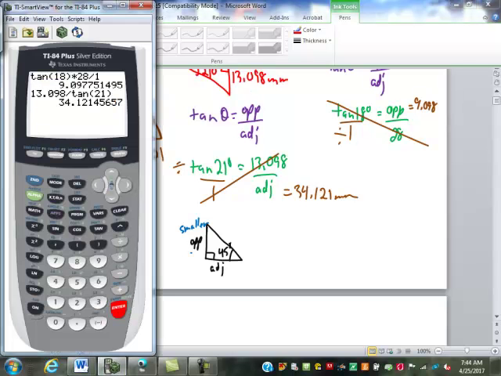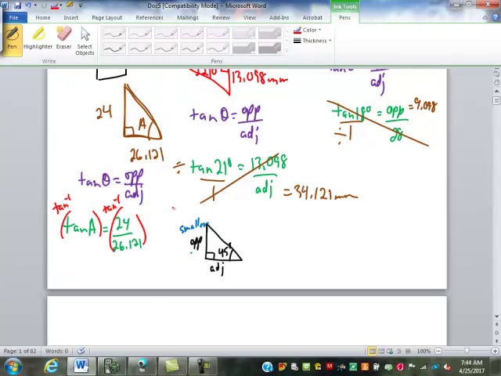So second tangent of 24 divided by 26.121, 42.58 degrees. So there we go. We've got 42.58 degrees.